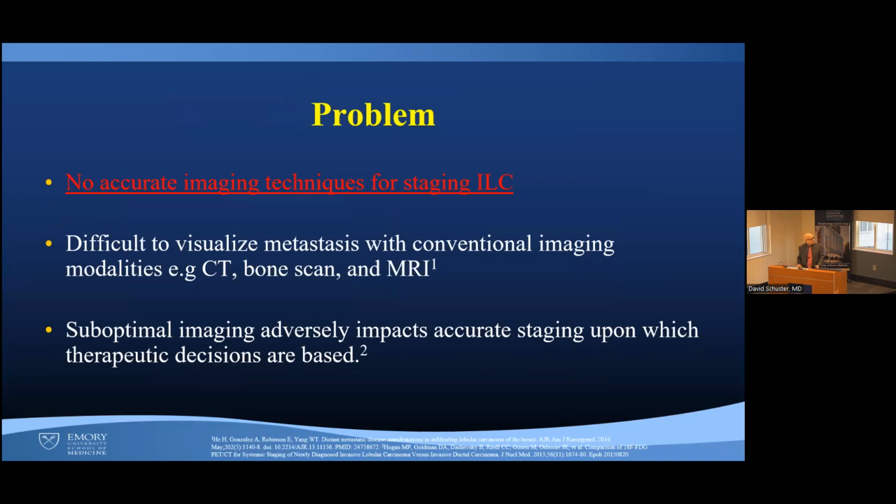So we have a problem in that no accurate imaging techniques really exist for staging. We're talking more whole body staging of invasive lobular cancer. It's difficult to visualize metastasis with conventional imaging modalities such as CT, bone scan, and MR. And the suboptimal imaging adversely impacts accurate staging upon which therapeutic decisions are based.